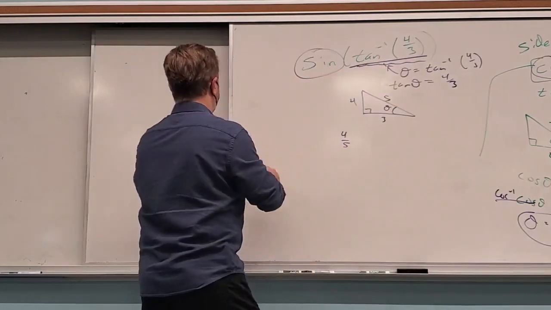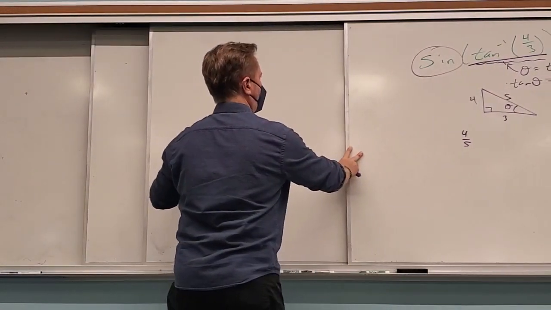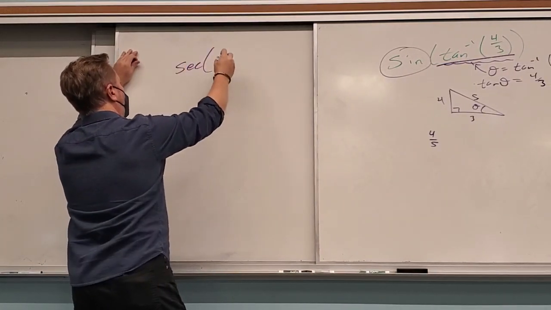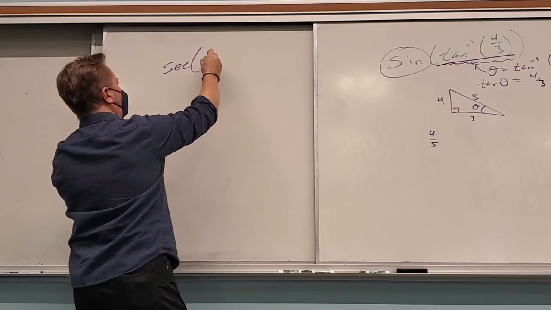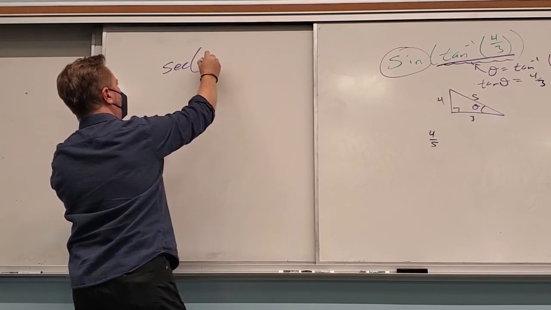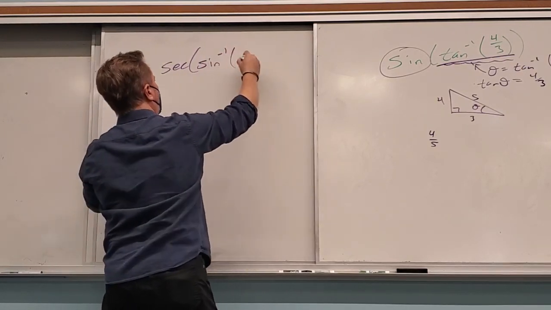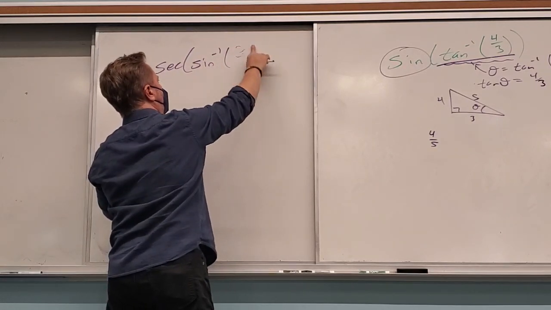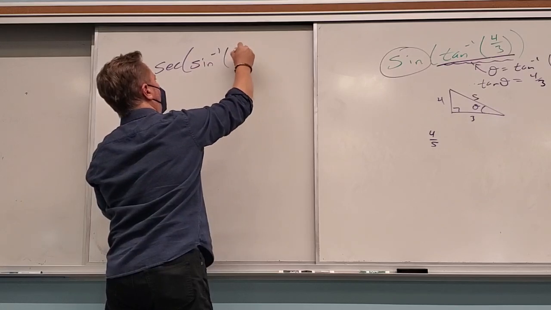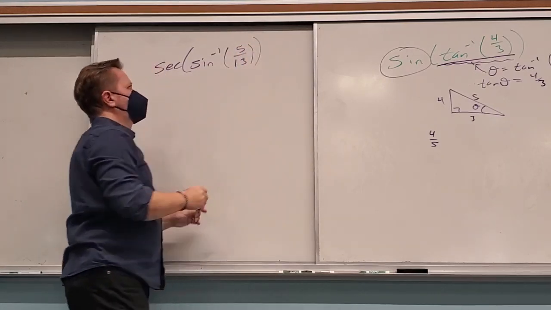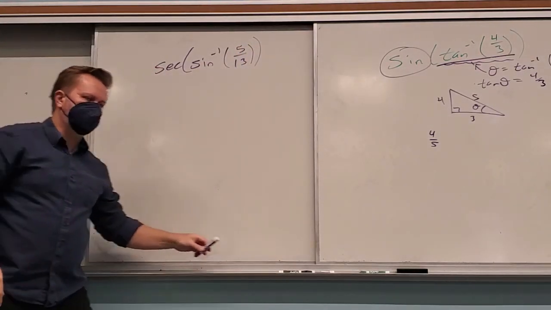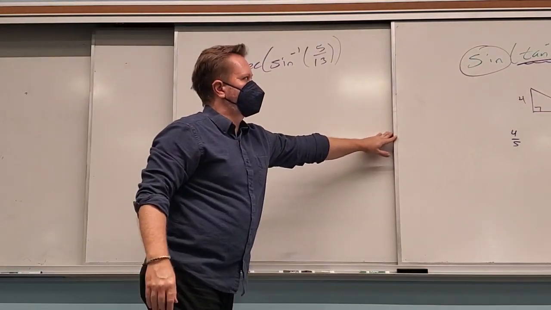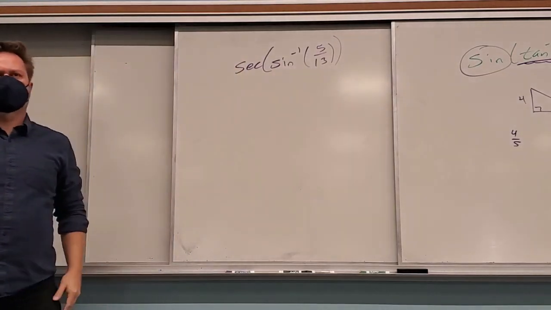All right, so real quick, you guys try this. What do you got? Secant of inverse sine of 5/13. Why not? I'll be nice. For some reason, those are the nice numbers. Do this one real quick here.